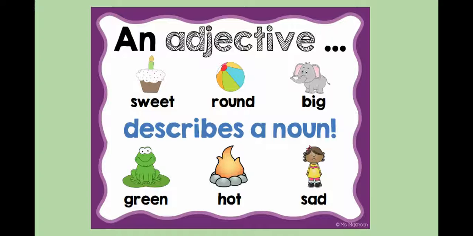Instead of just saying the girl, and to describe the girl I'm talking about, I might say the sad girl was walking down the street. So remember, again, adjectives are words that you use to describe a noun, what you're talking about.